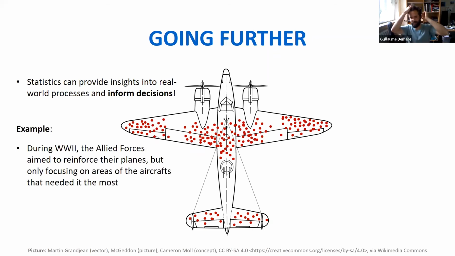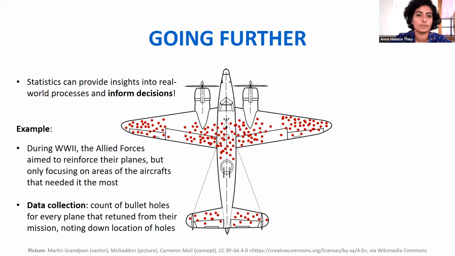So consider this example. During World War II, the Allied forces wanted to reinforce their planes by putting some reinforced materials on some parts of the plane. Of course, you cannot do that on the entire plane because then the plane will be too heavy, right? So you want to focus on the areas that need it the most. So you collect data. That is the sampling design.